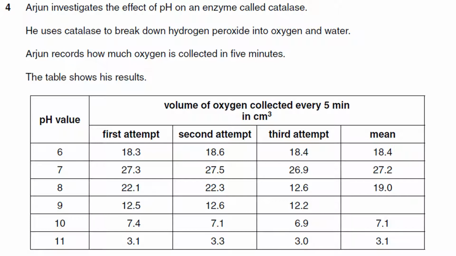So what do we see here? This catalase enzyme is breaking down hydrogen peroxide into oxygen and water. So if we are collecting a lot of oxygen, that means that enzyme is doing its job very well. Now, if you look down the list, which pH do you think the enzyme is working at its optimum? Which pH do you think it's breaking down that hydrogen peroxide the fastest? Well, to me, it looks like pH 7, but let's have a look at the question, shall we?